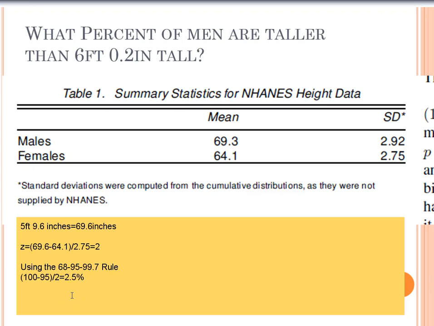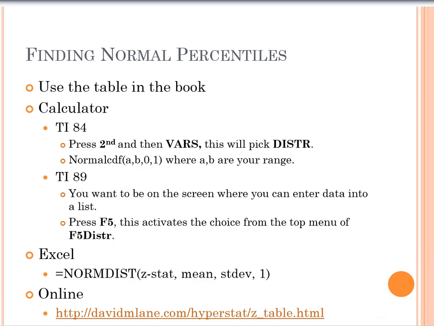So only 2.5% of women are taller than 69.6 inches. Now let's make the problems a little bit harder. There may be instances when the z-score that you calculate is no longer an integer, so it's no longer perfectly 1, 2, or 3. And that means you can't use the 68, 95, 99.7 rule. What you'll have to use instead in these instances is that z-table that I gave you before.